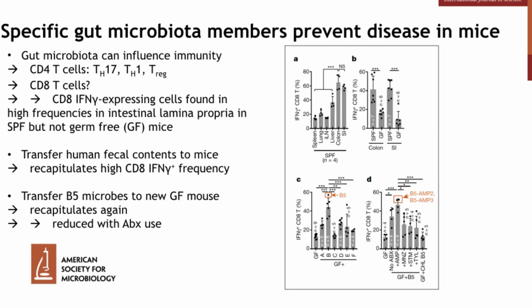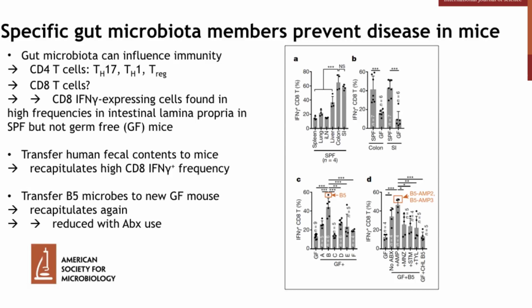If they looked at this same area within mice that have no gut microbiota, these are germ-free mice. They're birthed by cesarean section and made sure to be completely free of any potential microorganisms. They did not see that same increase or high frequency of the CD8 interferon gamma expressing cells. And so what the group wanted to ask was whether there was something within the gut microbiota that promoted the aggregation or accumulation of this particular subtype.